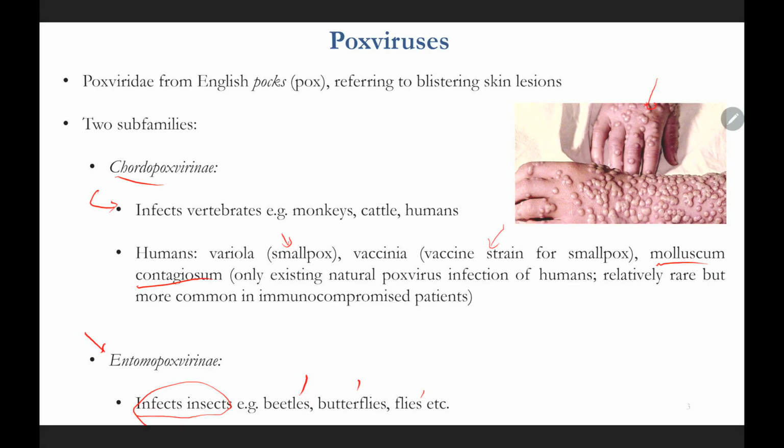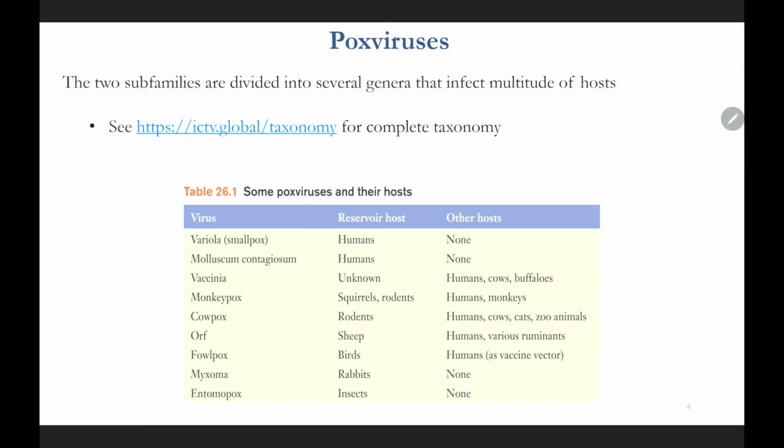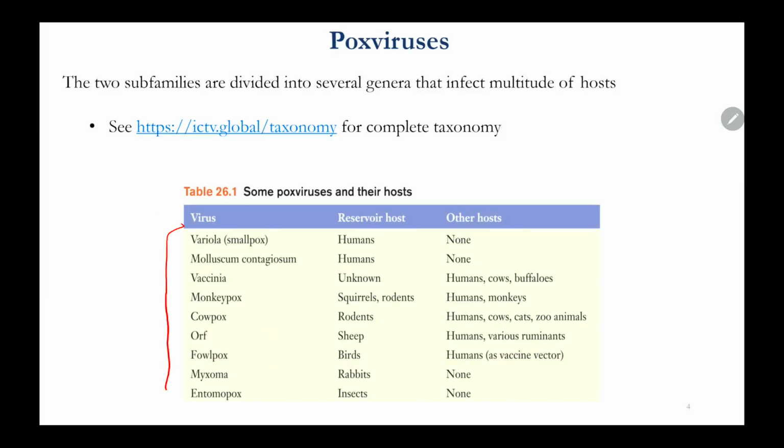Now, to add on to this, there are two subfamilies that are divided into several genera, and they infect multiple different types of hosts. So you can see the viruses here, but look at the host range. You have all sorts of animals and humans, or the virus that can jump between humans and animals, sorry. So you have your reservoirs, but you also have other hosts that it can infect, okay?